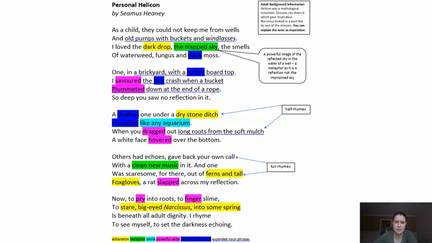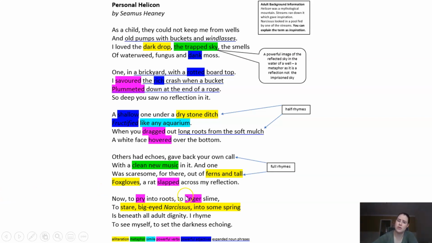Okay, so you've got powerful verbs there. If anything, I'd say that's some alliteration that we've got in there because rats don't slap. Although they have hands, well, they don't have hands, they have claws. The idea of a rat slapped across my reflection, it's not actually slapping you, but because it's walking across that water, it's breaking up that reflection, isn't it? So it's the idea of slapping or hitting that reflection, it's breaking it up.